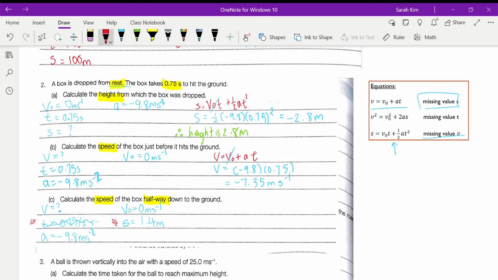So we are missing a t, so we use this equation over here: v squared is v naught squared plus 2as. So let's put those values in. v squared is, that goes away, 2 lots of these, 1.4. Alright, so my v is just going to be the square root of that.